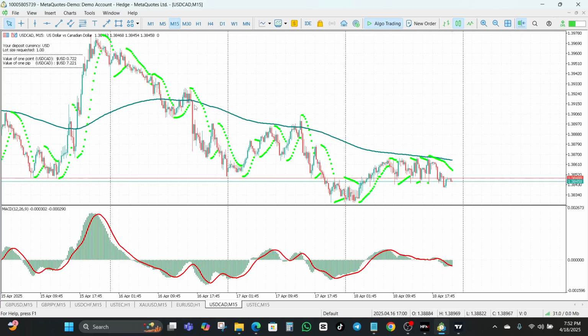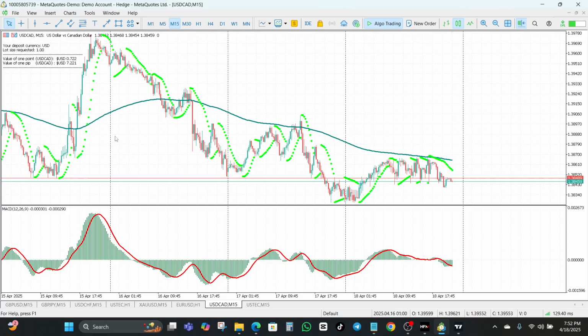Now, once all the conditions align, that is when you should enter your trade. Okay, do not enter a trade when one condition is still yet to align. Okay, even with strong signals, avoid choppy markets.